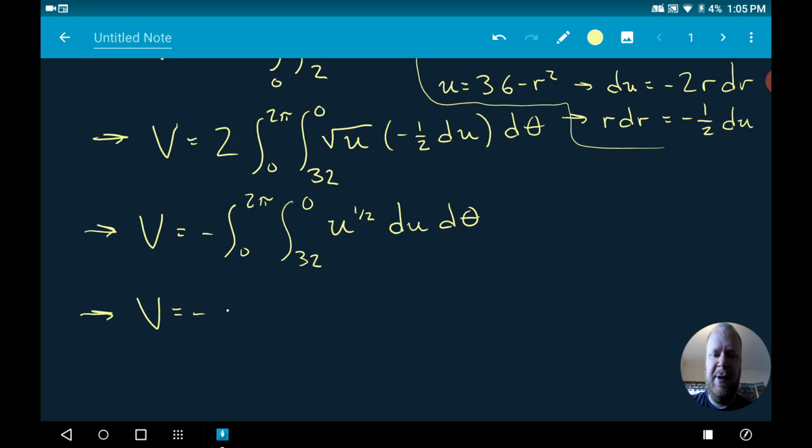Okay, so the integral from 0 to 2 pi. This is going to be, let's see, u to the 3/2 times 2/3. So I'll put that 2/3 out in front here. Evaluated from 32 to 0. So that'll cancel out that negative sign, I'm sure. d theta.